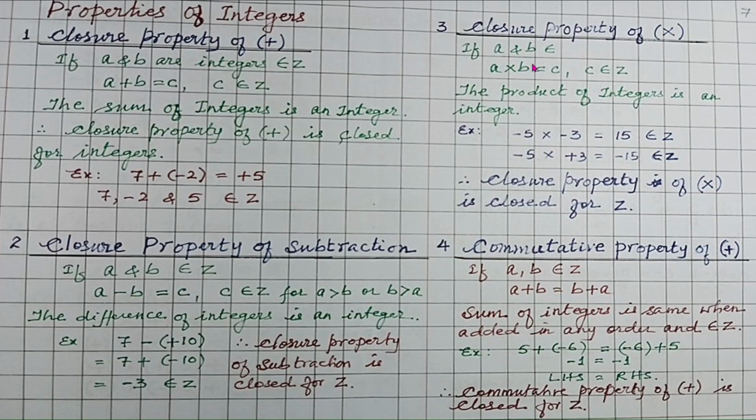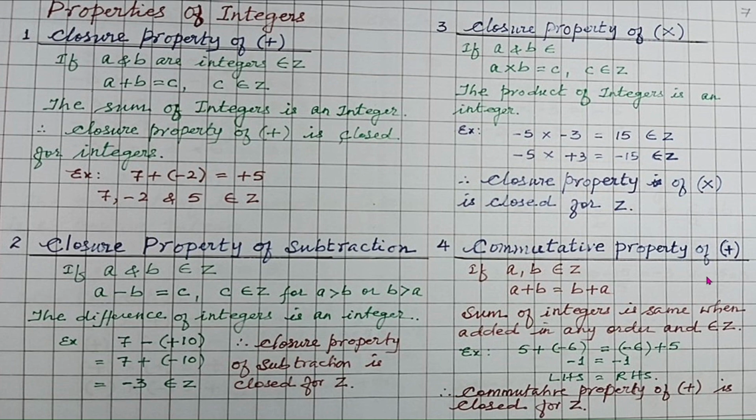If two integers a and b are multiplied, we get again an integer c, therefore the closure property of multiplication is also closed for the set of integers. Minus 5 into minus 3: minus 5 is an integer, minus 3 is an integer, and the product is 15, which is again an integer. If I take minus 5 into plus 3, both are integers, and the product, minus 15, is again an integer, therefore the closure property of multiplication is closed for the set of integers.